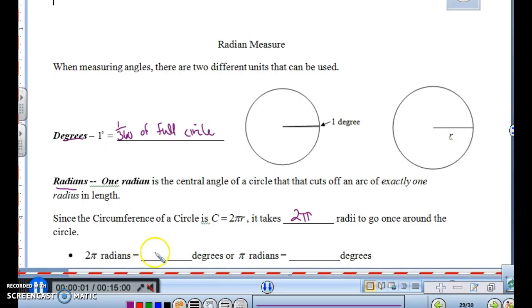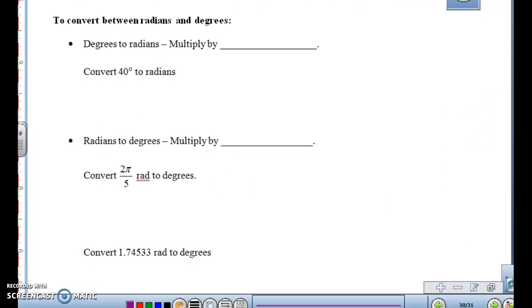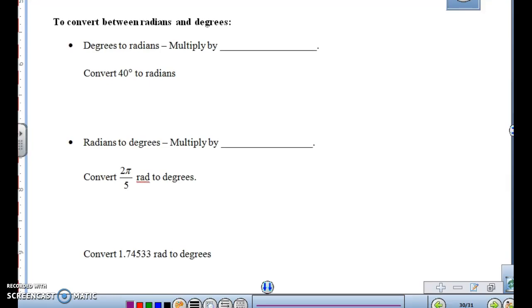So 2 pi radians is equivalent to 360 degrees. That means if 2 pi radians equals 360, pi radians is equal to 180 degrees. Halfway around the circle, you would have pi radii. If we want to be able to convert between radians and degrees, because we do use both of them, we have to know how to go from one to the other.